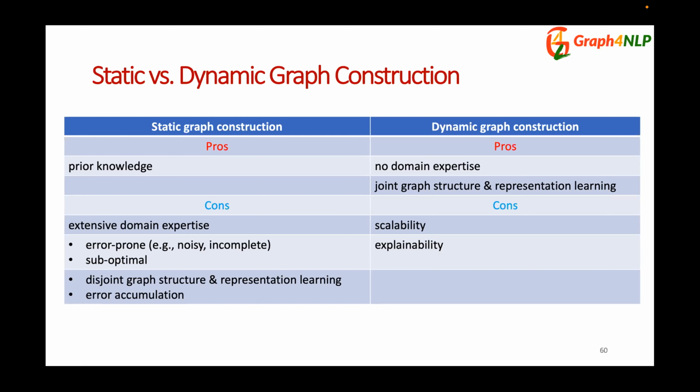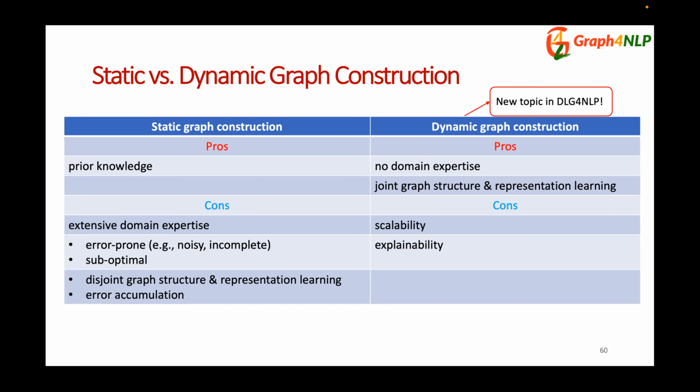Compared to static graph construction, dynamic graph construction is quite a new area, and it has not been extensively studied in the DLG4NLP area. Its advantages include requiring no domain expertise and the joint learning of graph structure and graph representations.